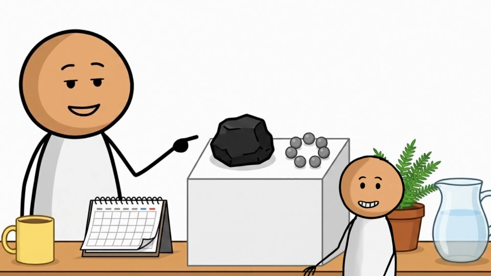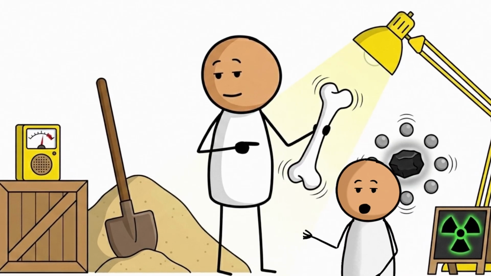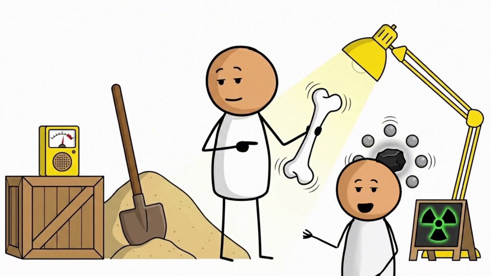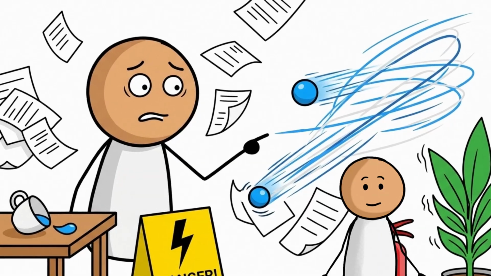Carbon with 6 neutrons is normal carbon. Carbon with 8 neutrons is the radioactive kind scientists use to date fossils. Same identity, different weight. And finally, the troublemaker, the electron.